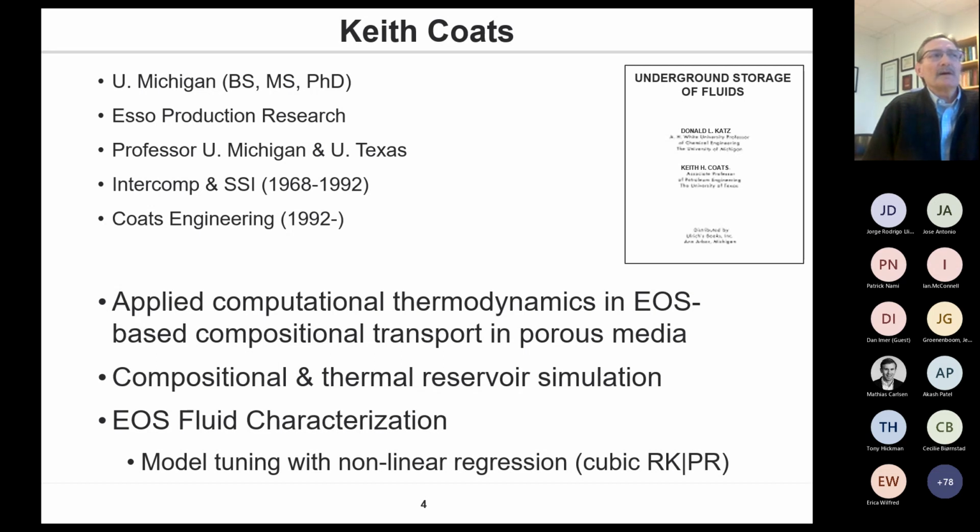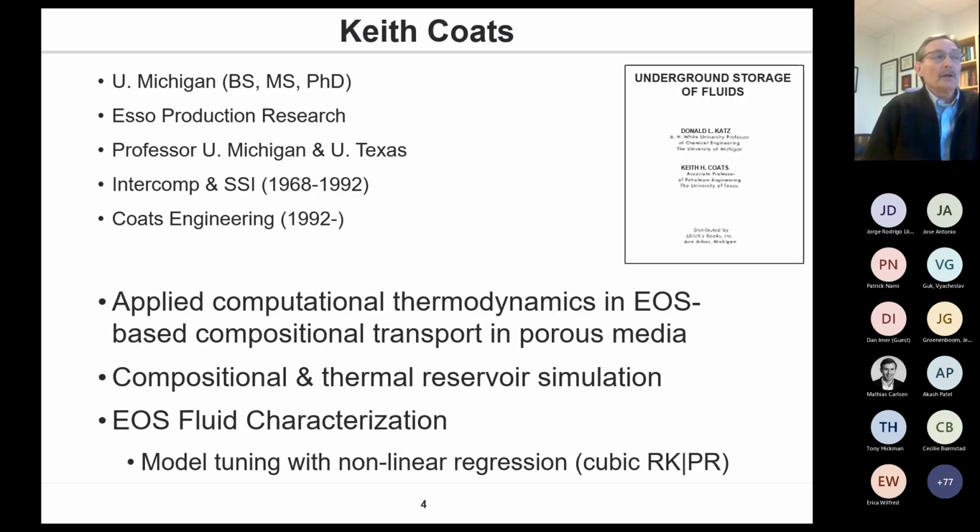And one thing about Keith is that he was very open in publishing pretty much everything innovative and new that he was doing. Any new model that became commercial, he was writing a paper or two discussing the details of what was in that reservoir simulation model. So from around the late 70s he was applying computational thermodynamics in equation of state-based compositional reservoir simulators to describe transport in porous media. He wrote some of the earliest compositional and thermal reservoir simulators. I'll go through a couple of those.